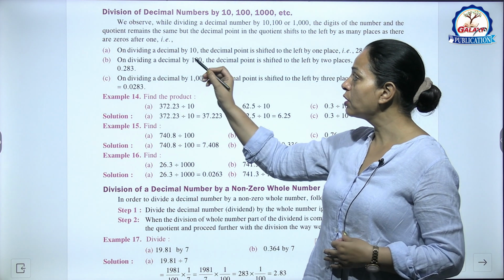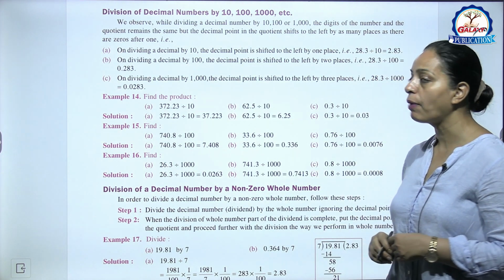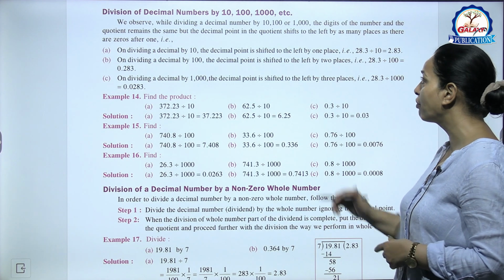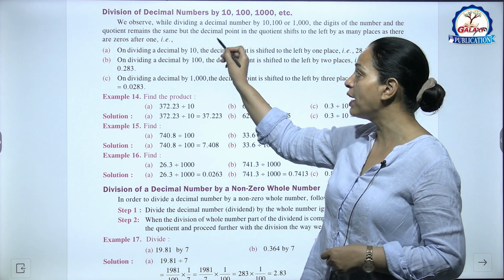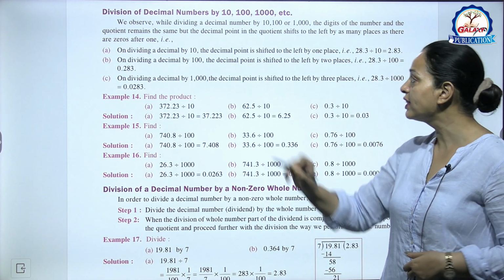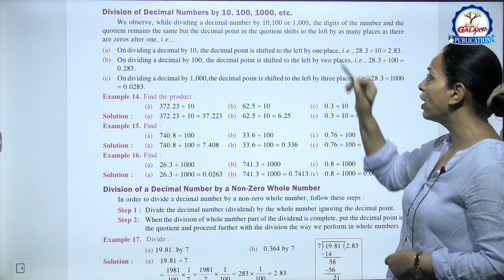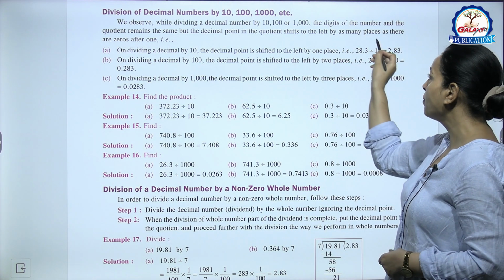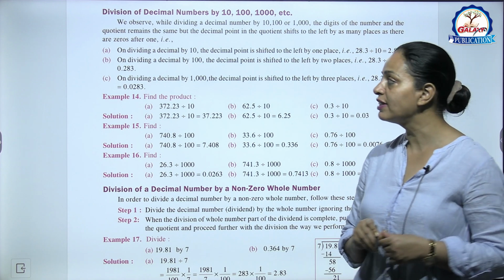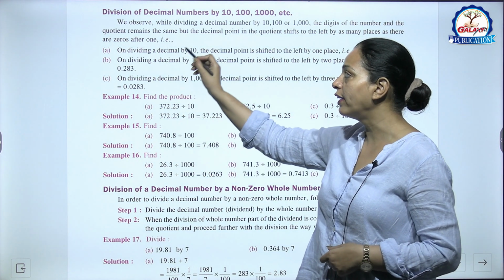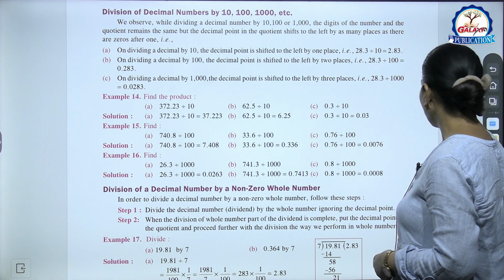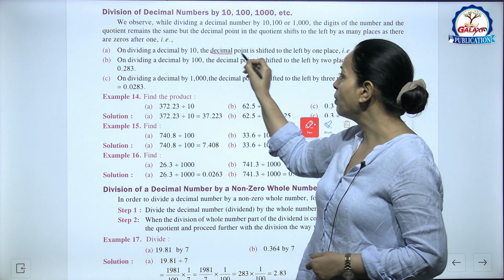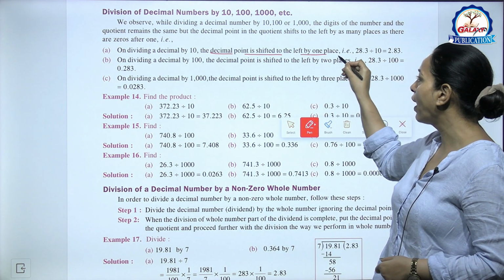See, we observe while dividing a decimal number by 10, 100, 1000 etc. the digits of the number and the quotient remain the same, but the decimal point in the quotient shifts to the left by as many places as there are zeros after 1. So, like A part, on dividing a decimal number by 10, the decimal point is shifted to the left by 1 place.